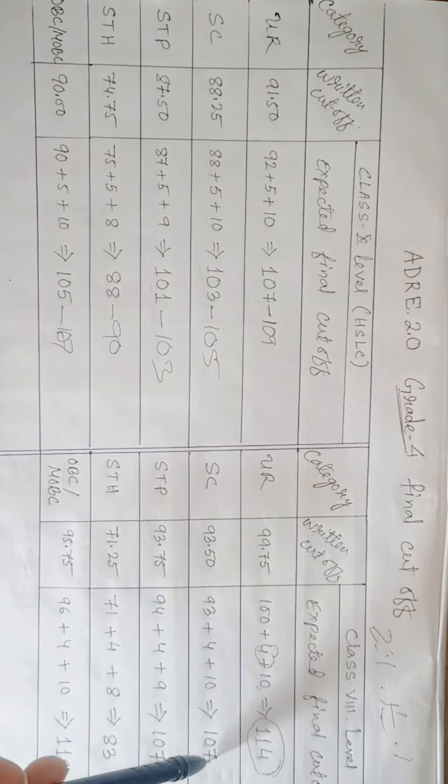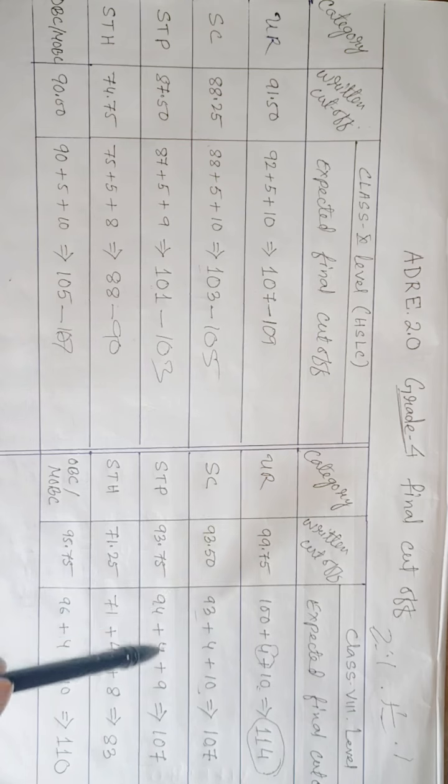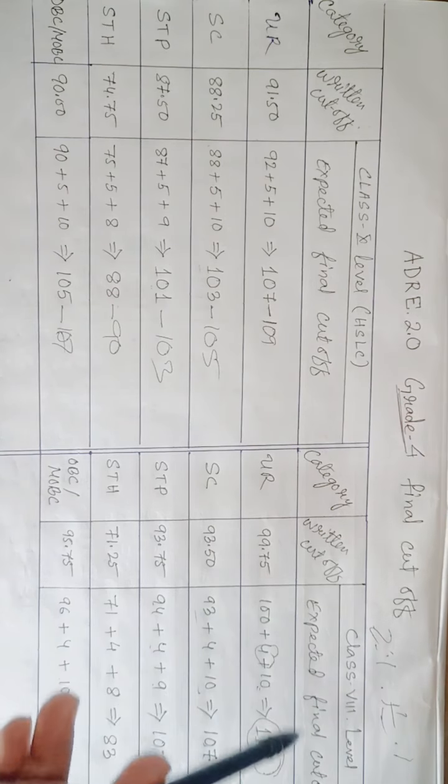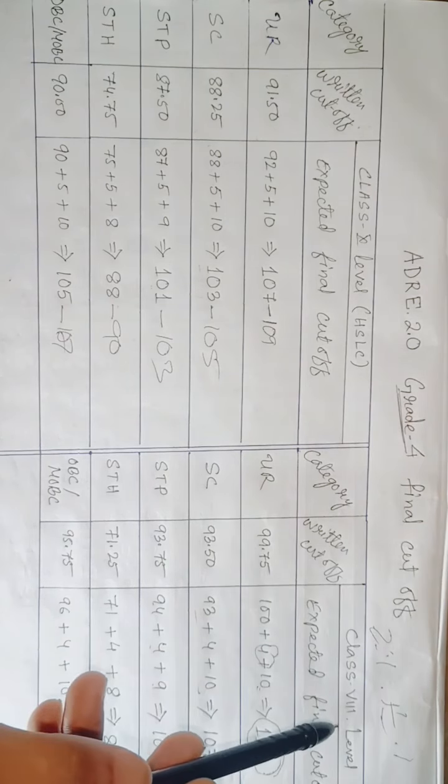If you add all this, you will get 107 for ST plains, 94 plus 4 plus 9 for ST hills, 83 for OBC and MOBC, you get 110. So according to me, these are the expected final cutoffs for class 8 level.